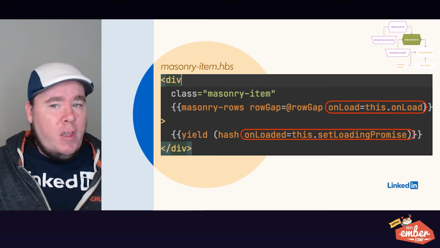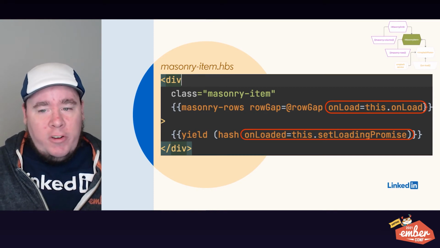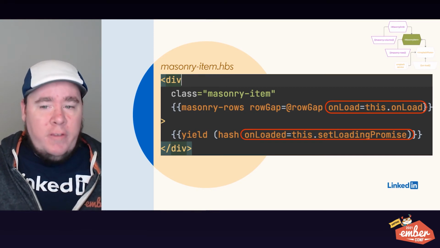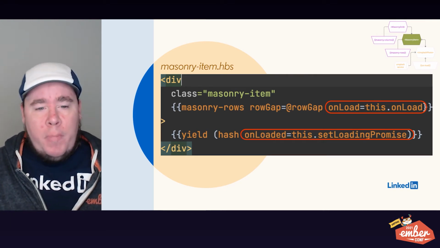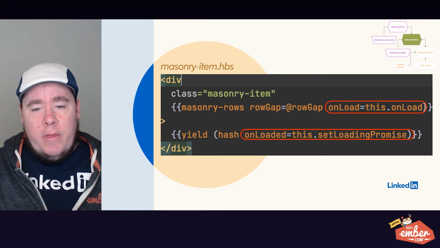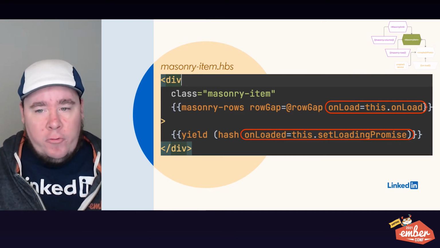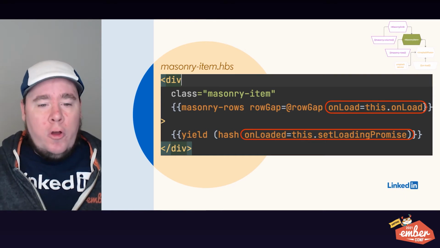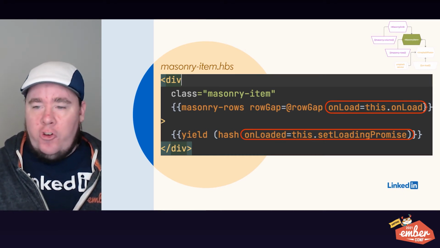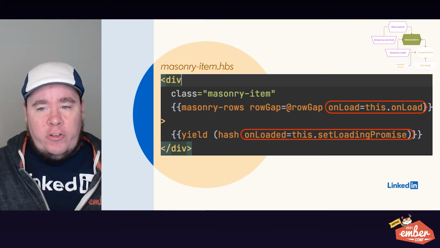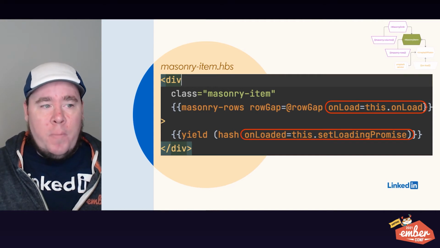So the Masonry item template, I want to come back to this again. We touched on it briefly, but there's two things that I want to note here. One is that the Masonry rows modifier is being passed this.onload, which is a promise we are going to define in the Masonry item component. We have also passed an action and yielded it out to the consumer. And this action allows us, as a consumer, to pass a promise back to our wrapper component.